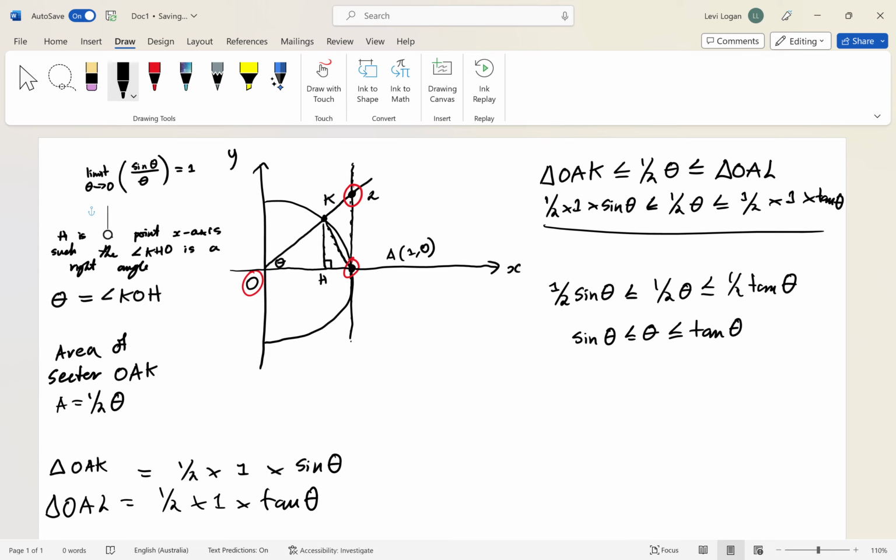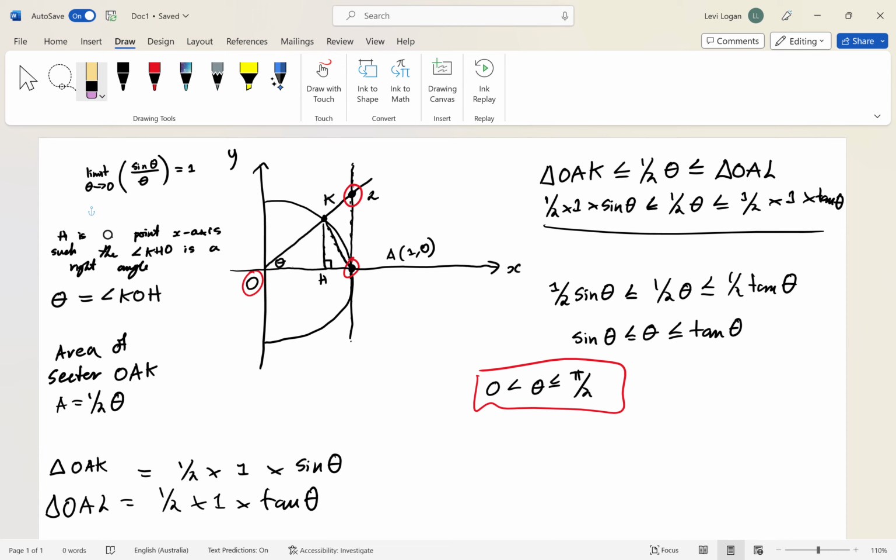Now, the angle we're looking at is only in the first quadrant. So theta belongs between 90 degrees or pi over 2 and 0. So theta can only exist in these bounds here because it can only be from here up to here for these triangles to still exist. So those are the bounds of theta.